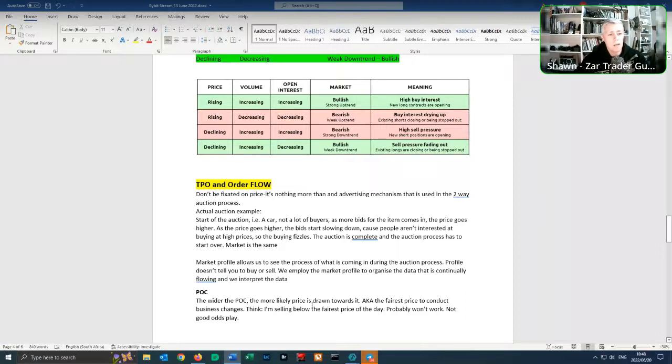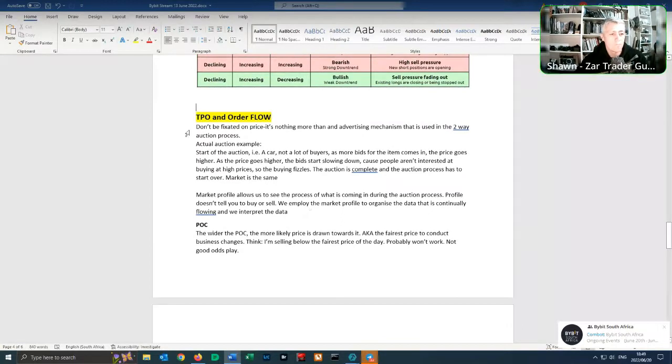So TPO and order flow. TPO stands for time, price, and opportunity. And this really is used by guys that traded on the CME, the Chicago Mercantile Exchange. And the guy that created it actually thought, what if I can actually see what's going on in the candle? He created the rules for these, and he is actually still active on YouTube. Basically, the takeaway from TPO and order flow is don't be fixated on price. It's nothing more than an advertising mechanism that is used in the two-way auction process.